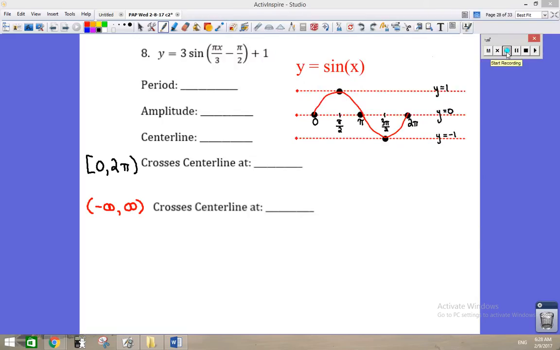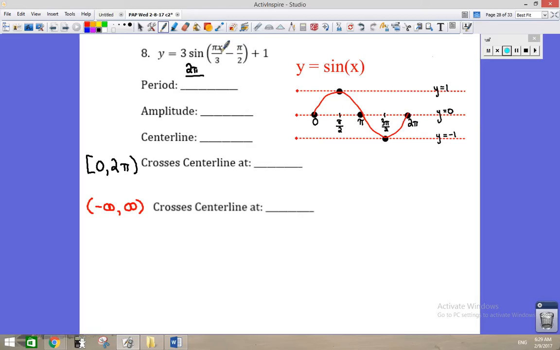All right, so let's take a look at this problem number 8. And I actually think there's two problem number 8, so this is the first one. I misnumbered these. For your reference, the sine of x is provided here. The period is always 2 pi divided by the coefficient in front of x.